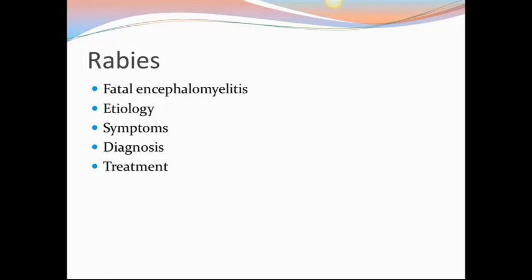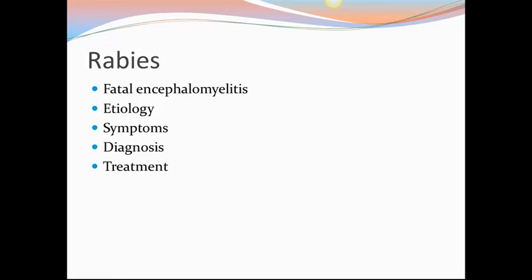Rabies is fatal encephalomyelitis, which the etiology is caused by a virus and primarily affects animals, but can be transmitted to humans by a bite. So it is very important once bitten by an animal to receive the proper treatment, especially if we do not know if the animal has been vaccinated against rabies. Symptoms include fever, pain, paralysis, convulsions, and rage, inability to swallow, and drooling of a frothy saliva.